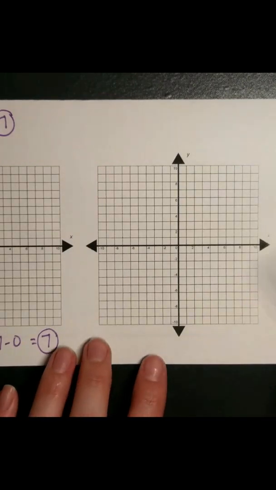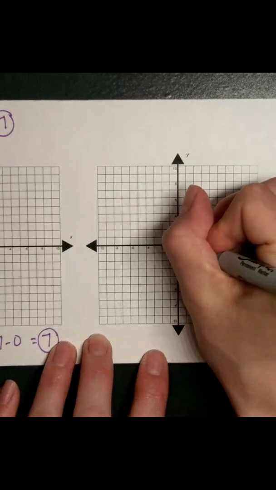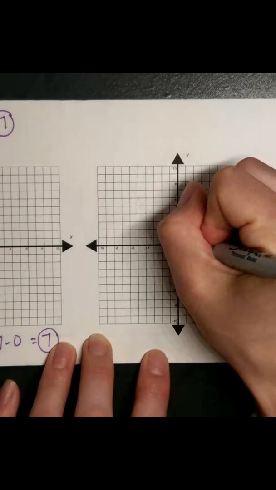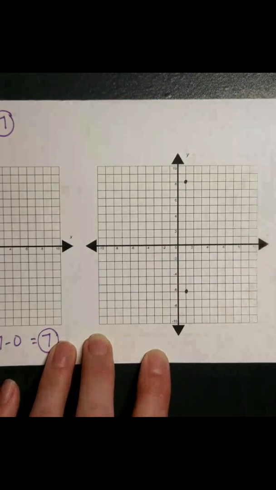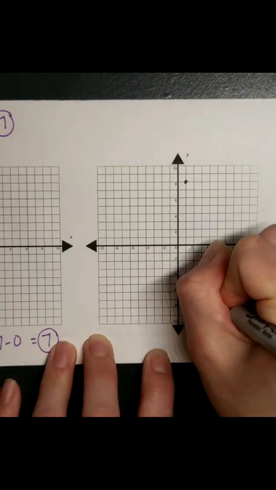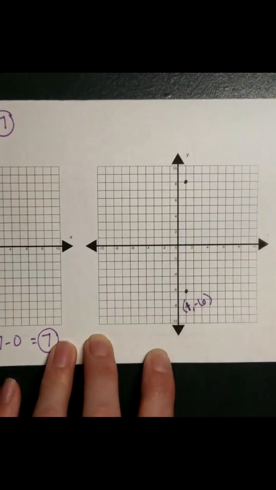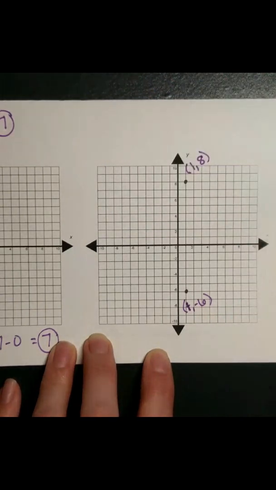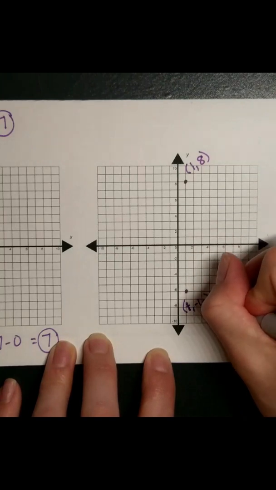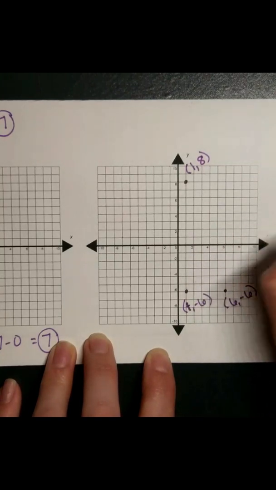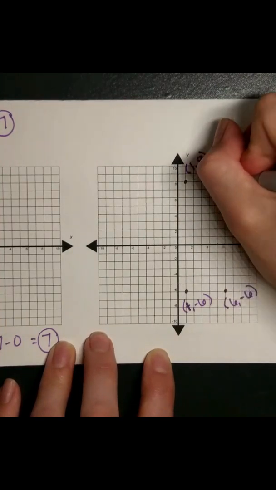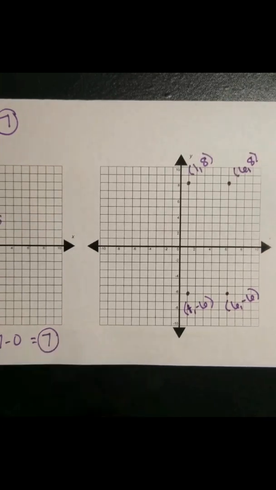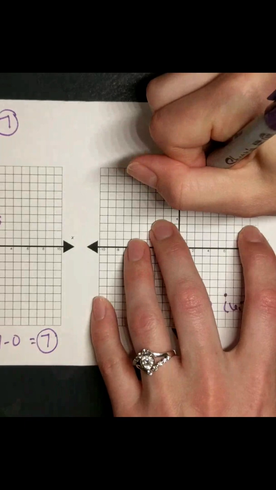For example, you're given the point 1, -6. Then you're given the point 1, 8. I should label these. 1, -6, 1, 8. Then you're given the point 6, -6. And finally the point 6, 8. I can connect these points to make a rectangle.